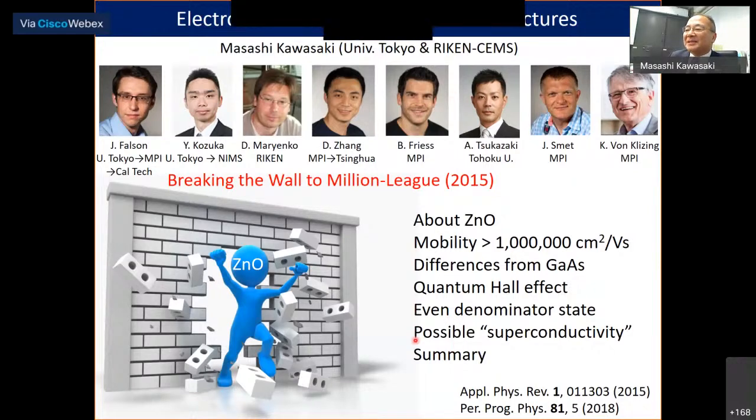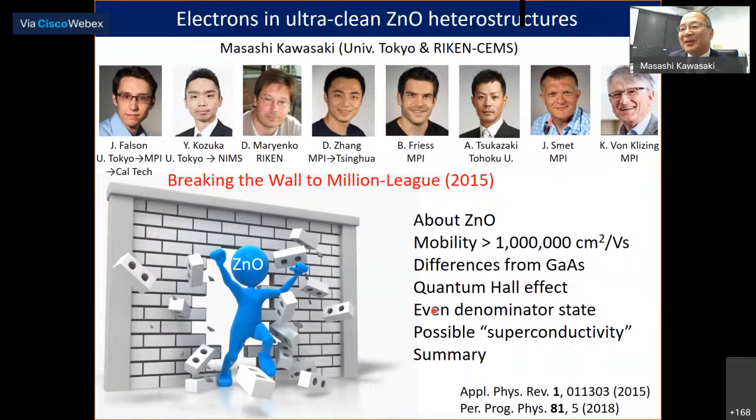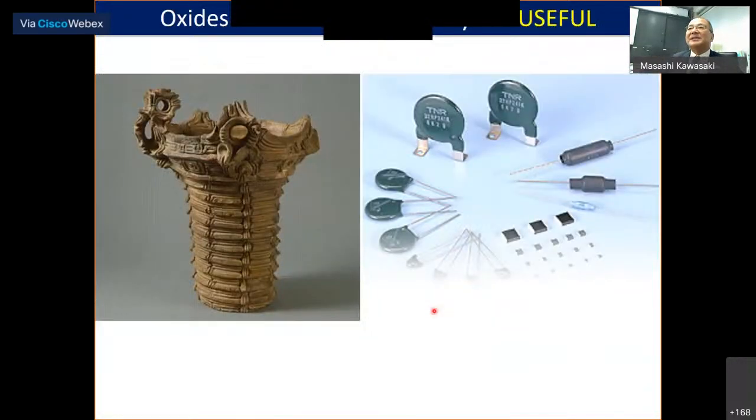And the other is a possible superconductivity. We don't know yet whether this is superconductivity or not, but the phase diagram looks quite similar to that of cuprate superconductors. And I want to discuss both of these topics.